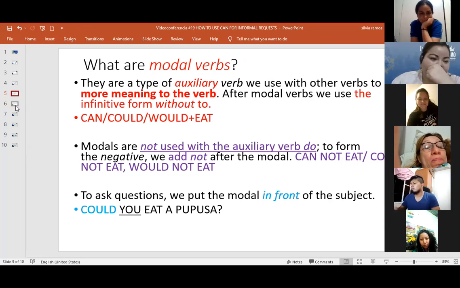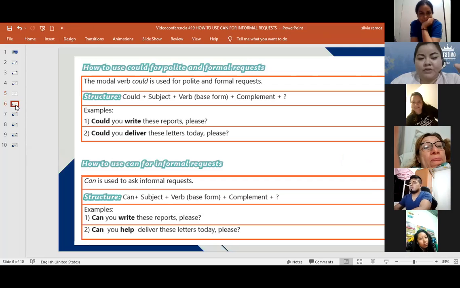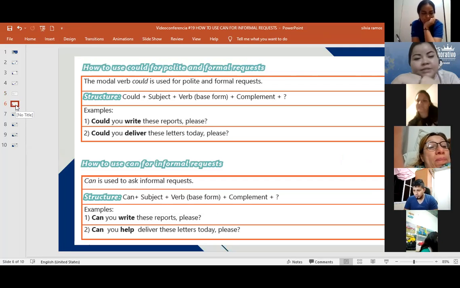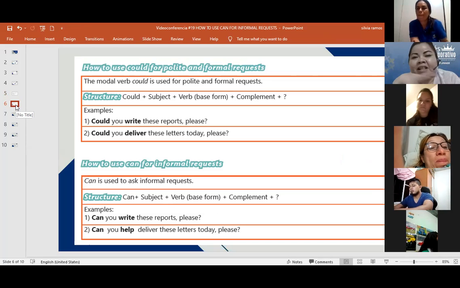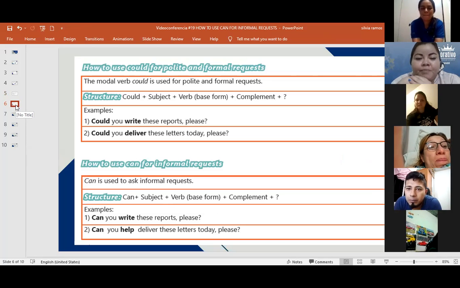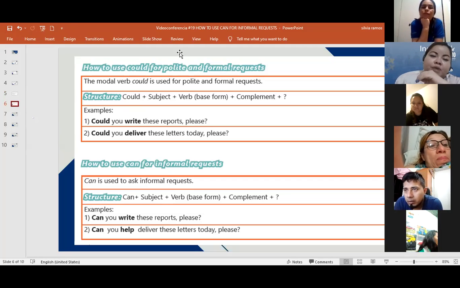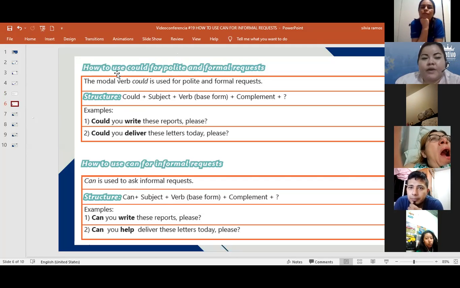Now, we have here the first two modals, okay? We have could and can, right? Entre hoy y mañana se supone que vamos a ver could and can. Now, what happens with could? Both modal verbs are used to express abilities, right? And to make formal requests, right?